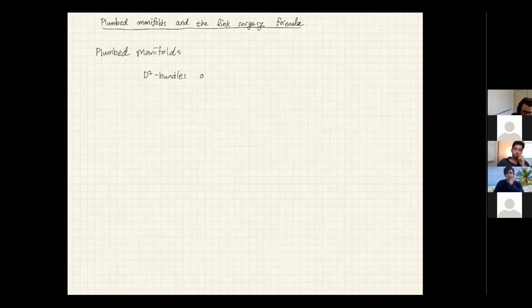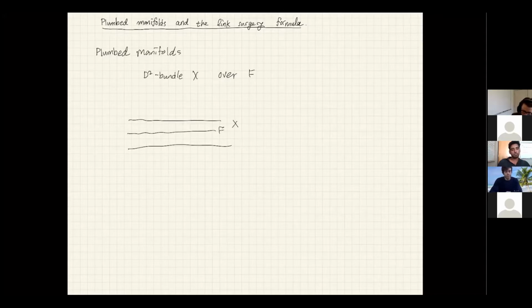Let's say we take one and call it X, a D2 bundle X over a surface F. Here's F, here's X. What I'd like to do is pick 2 points in F and trivialize a neighborhood over these points. So P1 and P2 will have neighborhoods of the form D2 times D2. Let me write that: trivialize neighborhood.